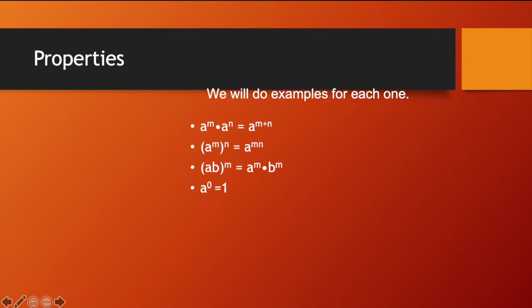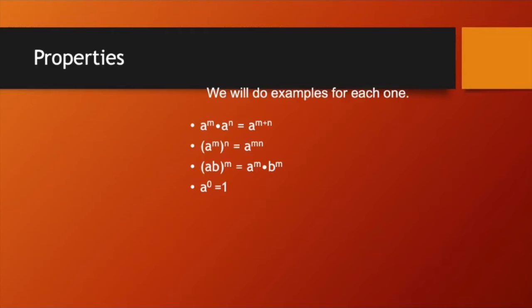Next one. Anything to the 0 power is 1. Anything to the 0 power is just 1. Does it make the entire equation 1? No, anything that was raised to that 0 is 1. Everything else isn't. There we go. Let's go to the next one.